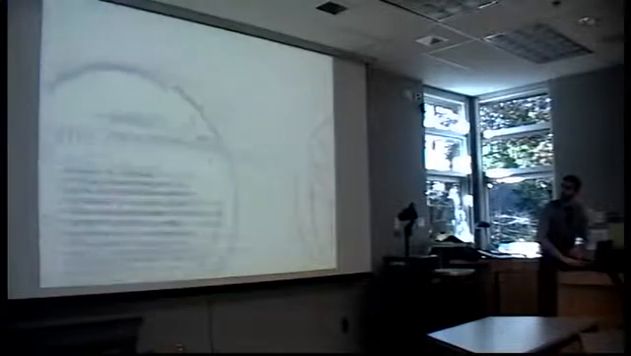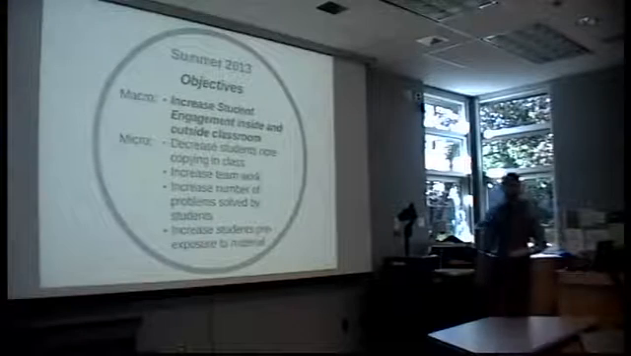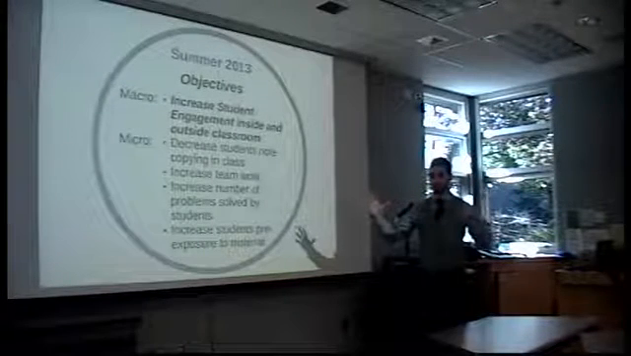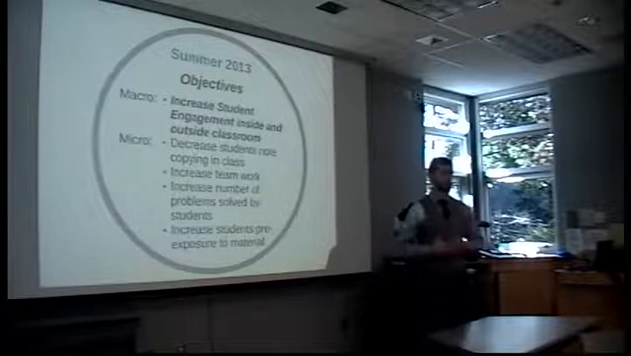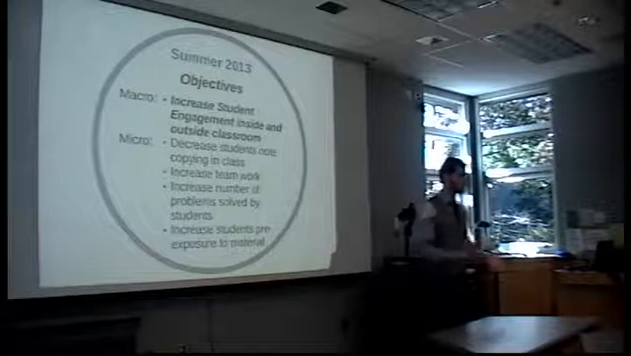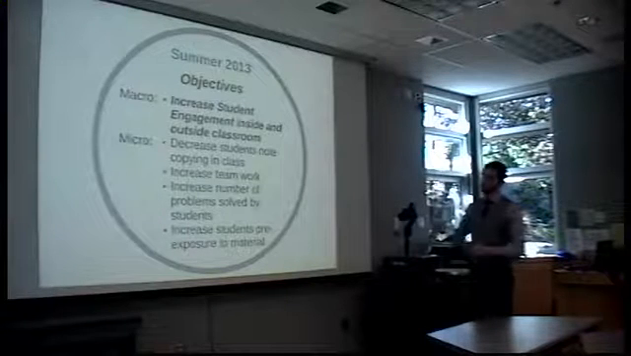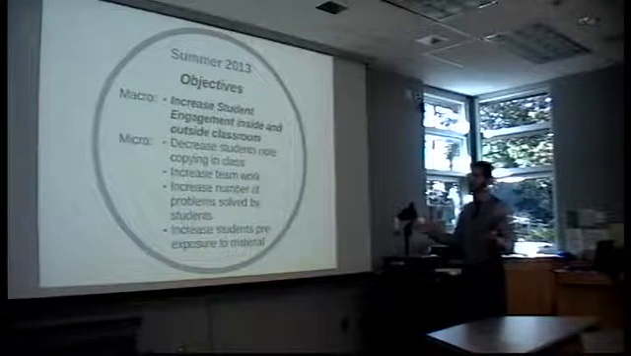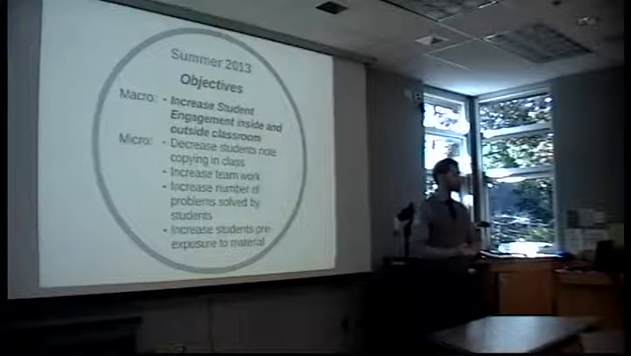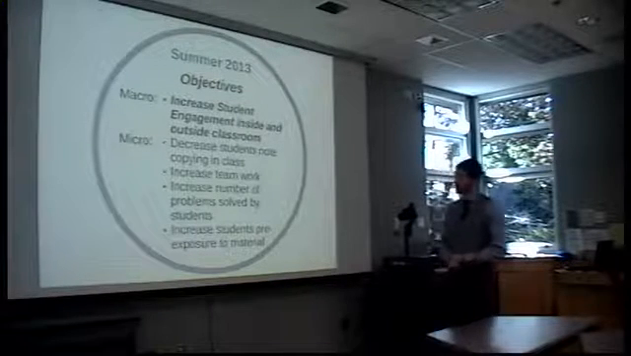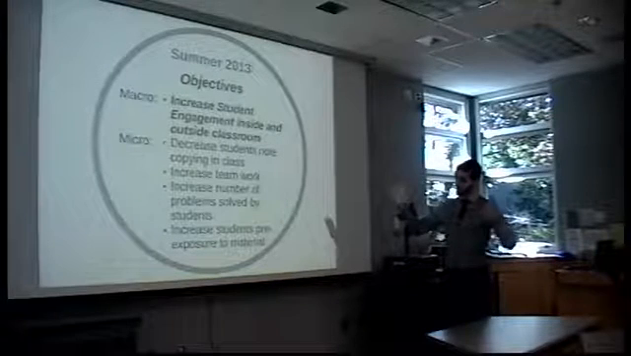So in the summer of 2013, I sat down before I taught this class again, and I got some objectives, things I wanted to change that summer with respect to the previous time that I was teaching it. My macro objective, the big picture objective, was to increase student engagement inside and outside the classroom. I wanted people to connect more with the material and have more time to engage with it. That was my global objective.